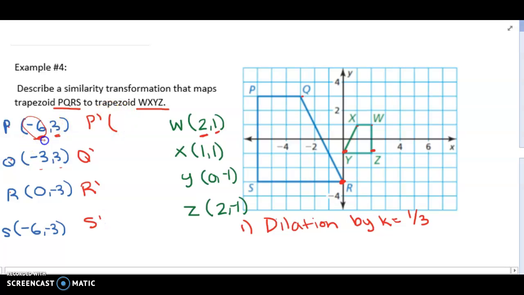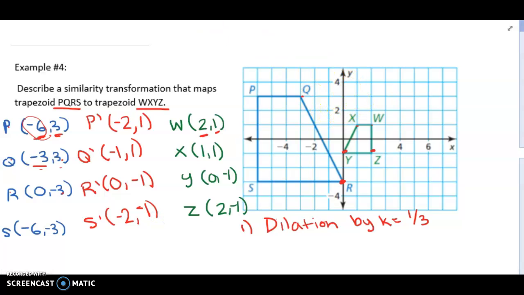If I multiply negative 6 by a third, I get negative 2. If I multiply 3 by a third, I get positive 1. Negative 3 by a third, I get negative 1. 3 by a third, I get positive 1. 0 by a third, that's just 0, guys. Negative 3 by a third is negative 1. Negative 3 times a third would be negative 1. Now I'm one step closer.